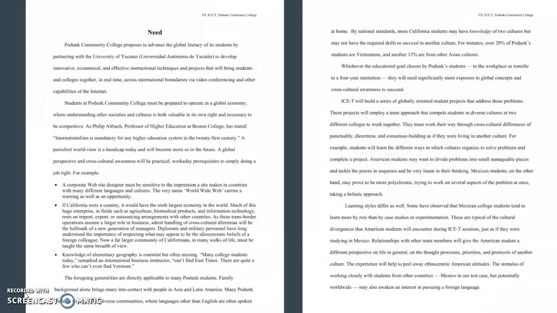A narrative describes the need for the grant and how the grant will be used to address that need. In the case of Podunk Community College, they were seeking to fund a project, the ICT project, that intended to develop and validate highly innovative programs that would be used to provide students with more exposure to global concepts and cross-cultural awareness.